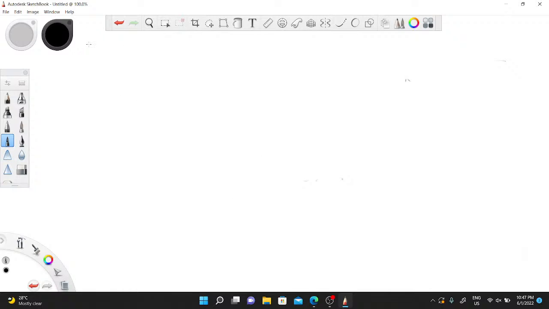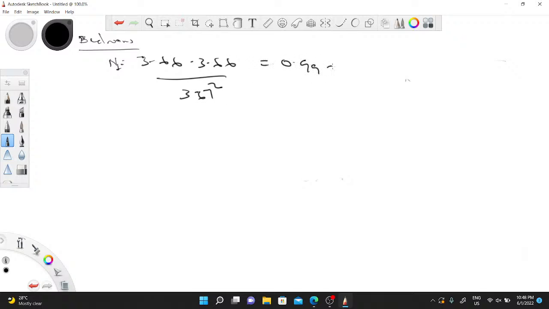So for the number of fans, we also find the number of fans for the normal bedrooms. Then we'll do the number of fans: the size of the bedroom is 3.66 by 3.66, so I'll do 3.66 by 3.66 over 3.67 squared. That will give us 0.99, which is approximately one fan.